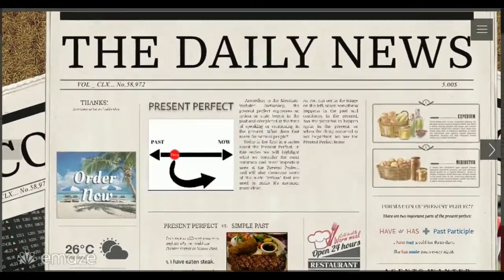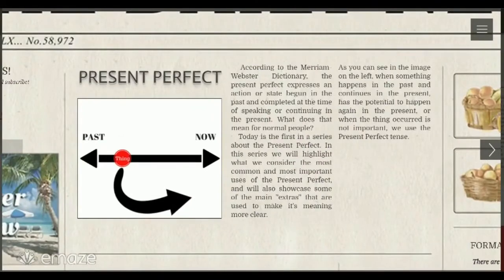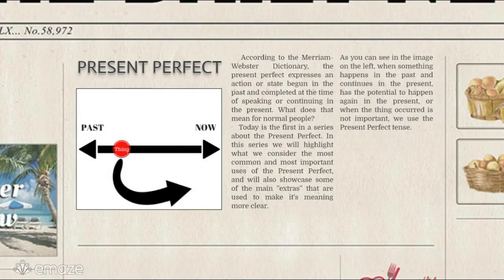Okay, let's see what's in the news today. Today the news is about the present perfect. According to the Merriam-Webster dictionary, the present perfect expresses an action or state begun in the past and completed at the time of speaking or continuing in the present. But what does that mean for normal people?